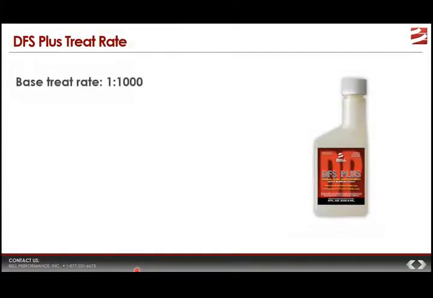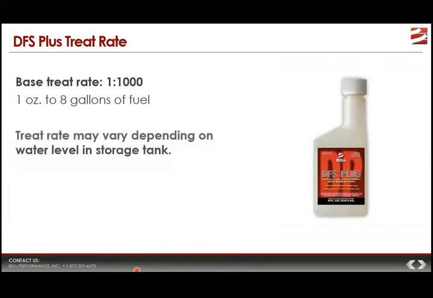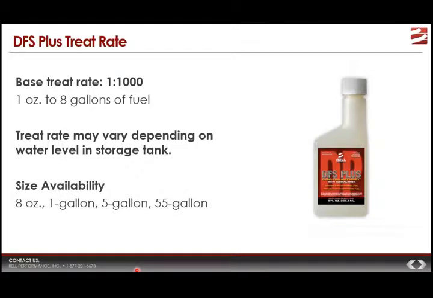DFS Plus has a base treat rate of 1 to 1,000 if it's mopping up trace amounts of water. If it's being used to try and control larger amounts of water, then the treat rate would vary depending on what the water level was in that tank. It's available in 8-ounce sizes, 1 gallon, 5 gallon, and of course 55 gallon sizes and up.